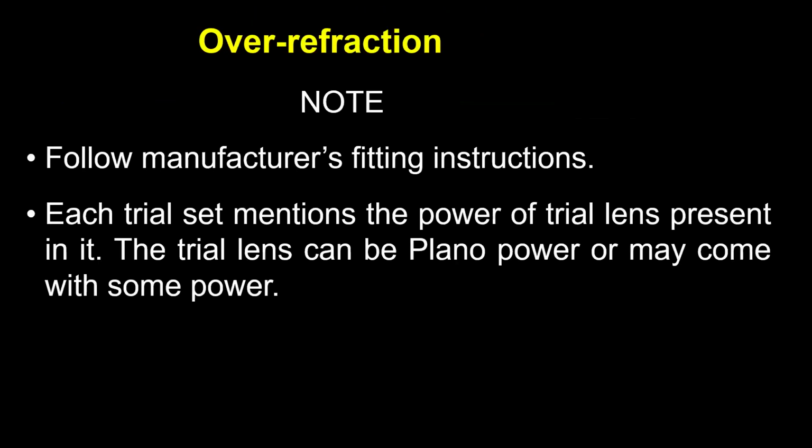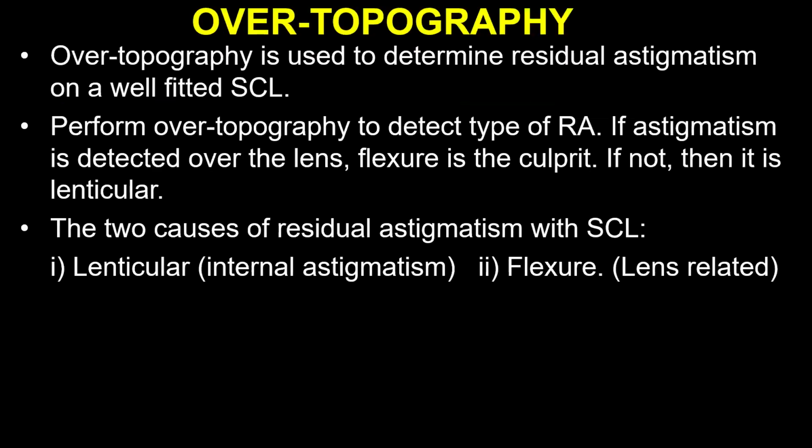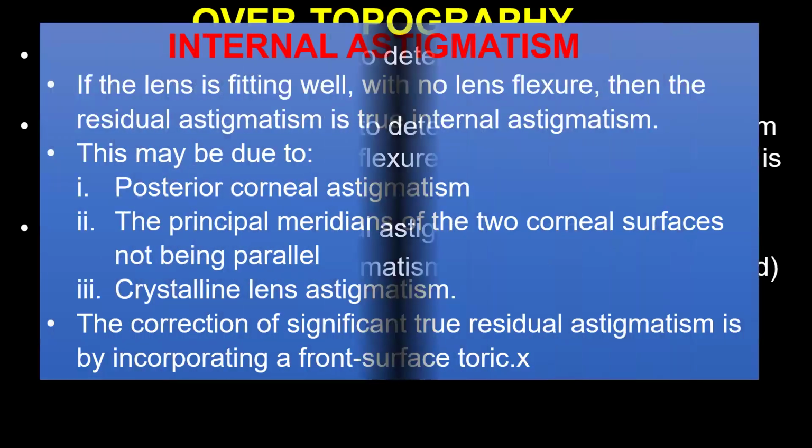So these are the things: over refraction, over topography. Over topography is used to determine the residual astigmatism. I've mentioned that. So at the end of the fitting, you need to check to be sure that you don't still have residual astigmatism that may be accounted for by the lens of the eye. In that case, you might start thinking of ordering not just the regular scleral contact lenses, but the toric type that can accommodate the astigmatism you have.